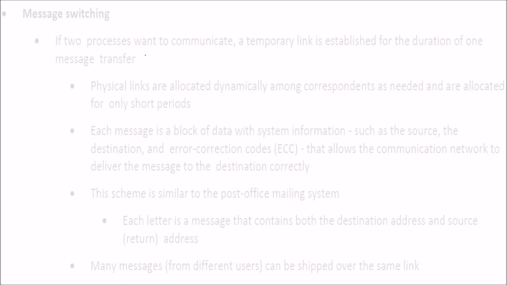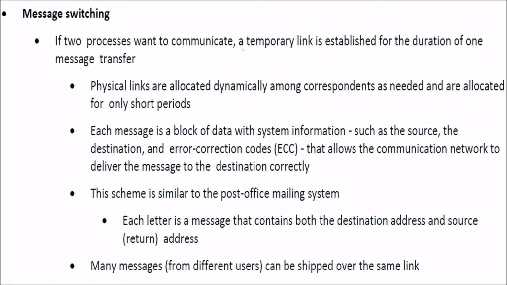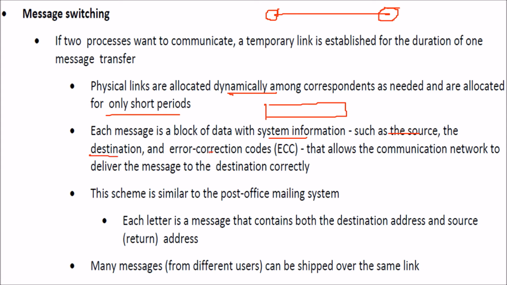Message switching. If two processes want to communicate, a temporary link can be established between them for the duration of, say, a message transfer. The physical links are allocated dynamically among these correspondents as needed, and they are allocated only for short periods. Each message is a block of data with some system information like the source, the destination, and the ECC, that is the error correcting code, that will allow the communication network to deliver the message correctly.